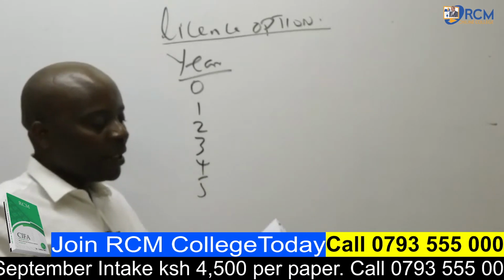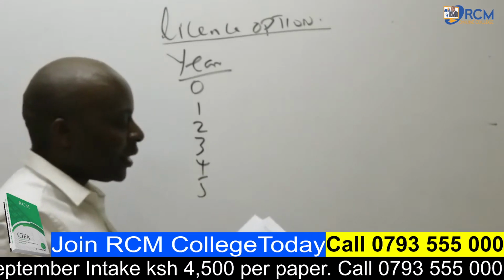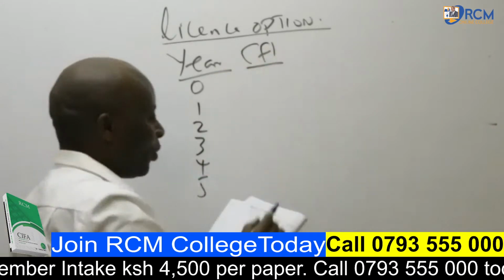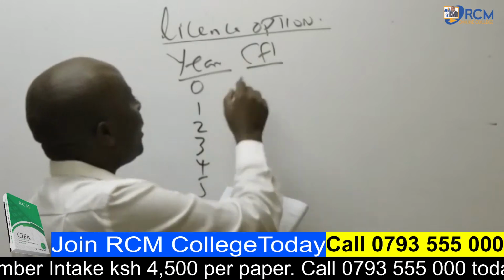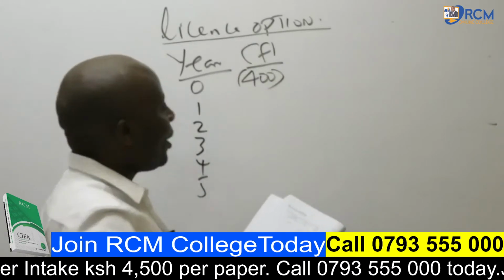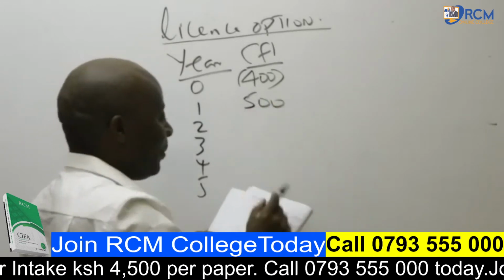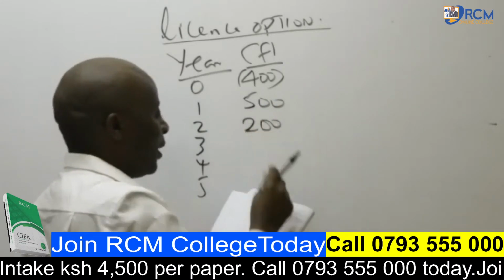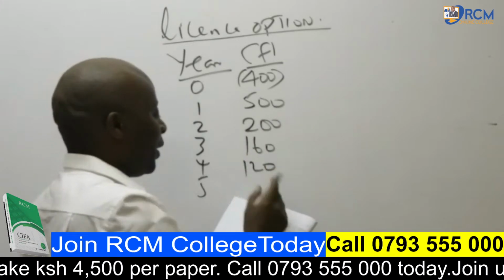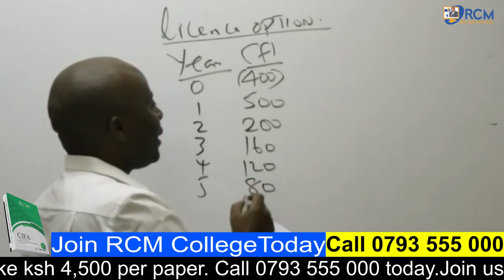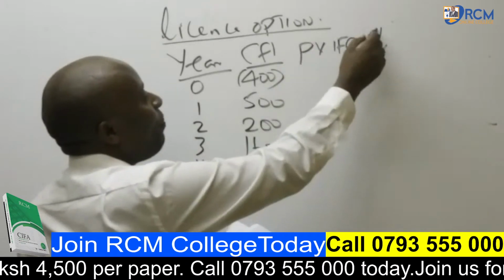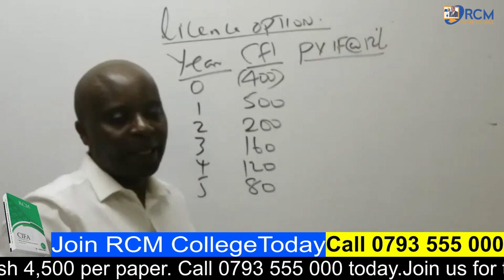After year, the next one, ladies and gentlemen, I can see the figures now: the cash flow. You write cash flow. So the cash flow of the licensee at time 0, we are investing at time 0. From there, we have 500 here. Number 2, we have 200 here. Number 3, we have 160 there. Number 4, we have 120 there. Number 5, we have 80 there. Now, what I need to do is to come and work on PV at 12%.